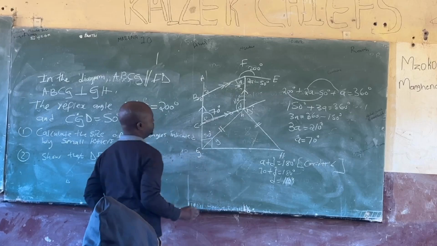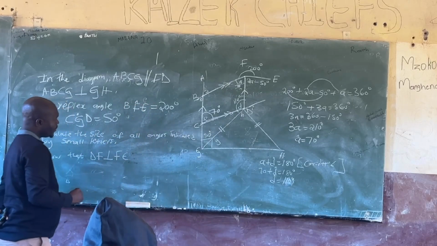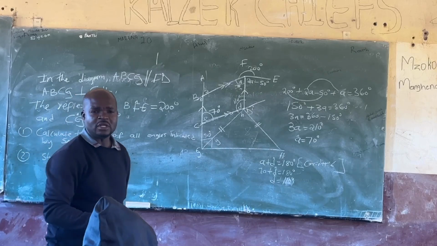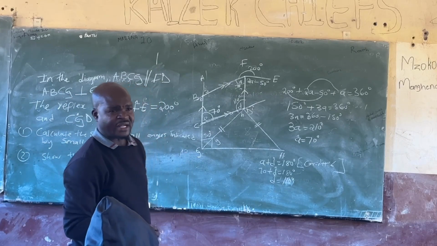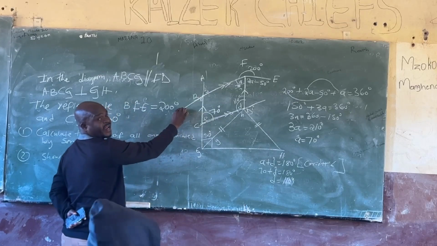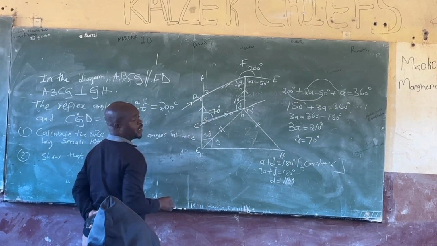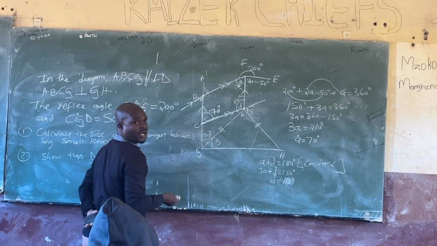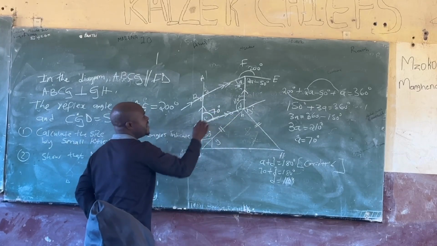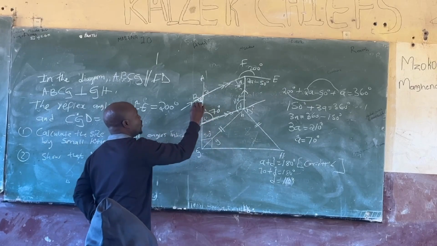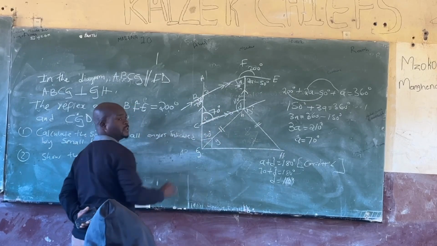If angle E is 70, can you see that we've got a Z shape, which is alternate angles? Look, this line passes through, and this line is parallel. We can draw a Z shape. If you draw a Z shape here, it means that this angle C is also equal to 70 degrees.